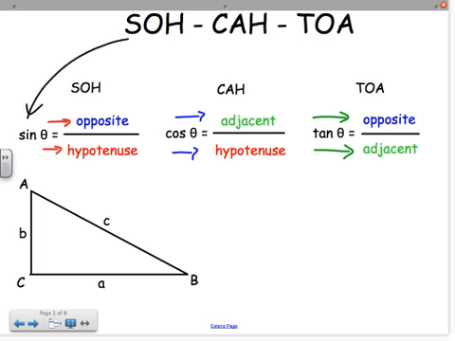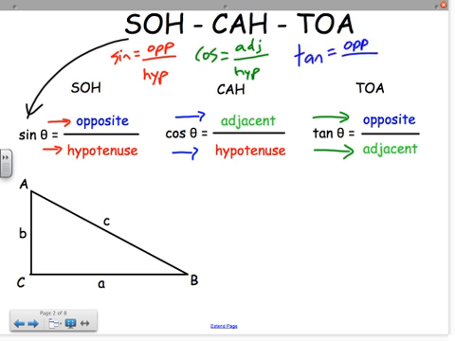O is for opposite, H is for hypotenuse. So sine equals opposite over hypotenuse, right? SOH. Co, right? Cosine for C equals adjacent for A and hypotenuse for H. CAH. And finally TOA. T for tangent equals O for opposite and A for adjacent. So there you go, SOHCAHTOA. If you can remember SOHCAHTOA, then you'll always remember that sine is opposite over hypotenuse, cosine is adjacent over hypotenuse, and tangent is opposite over adjacent.